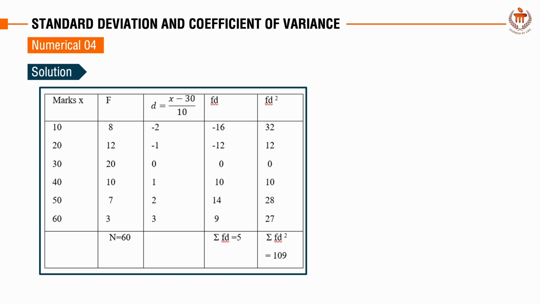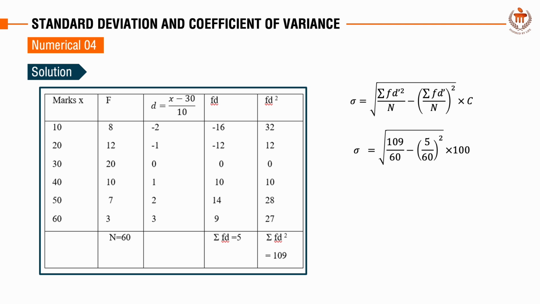Then we did the square of that D value, and then we multiplied that with frequency. We multiplied the D value with the frequency. We took the sum of all these values. So the sum of FD square we got is 109. Sum of FD is 5. The sum of F is 60. C is 10. So then we applied them in the formula, sum of FD square 109, sum of F is 60, sum of FD is 5. Okay. And C here is 10, not 100. Okay. Then when you solve this, we got the standard deviation value as 13.45.